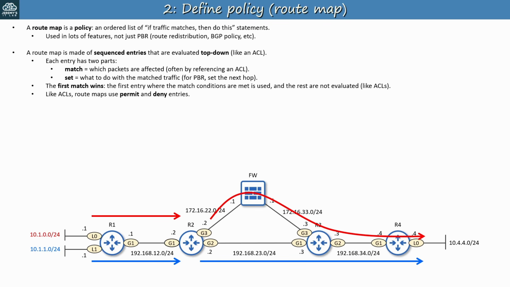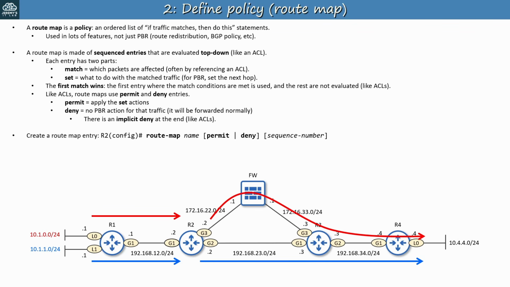Also like ACLs, route maps use permit and deny entries. A permit entry means the set action should be applied, like setting the next hop. A deny entry means no PBR action should be taken for the packet, so it will be forwarded normally using the routing table. And once again, like ACLs, there is an implicit deny at the end of a route map. So any packet that doesn't match an earlier entry won't use PBR and will be routed normally.